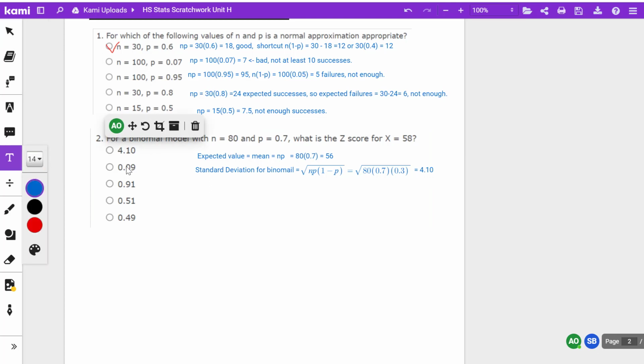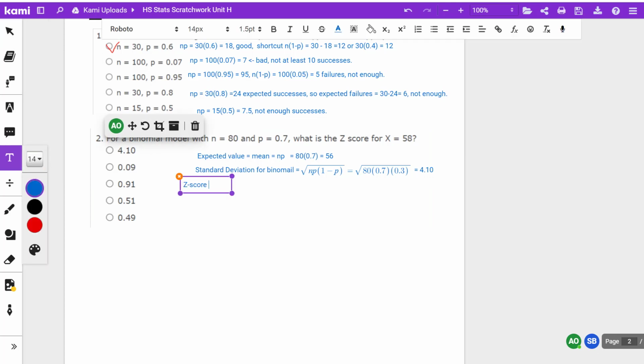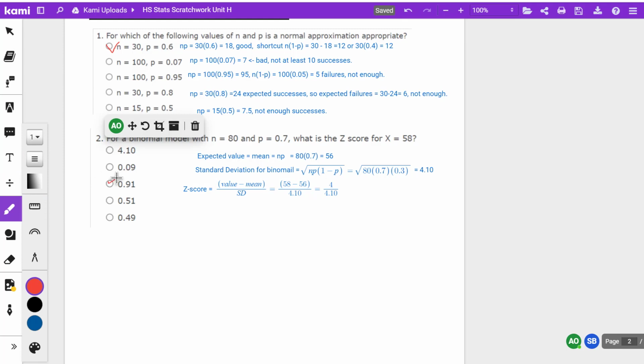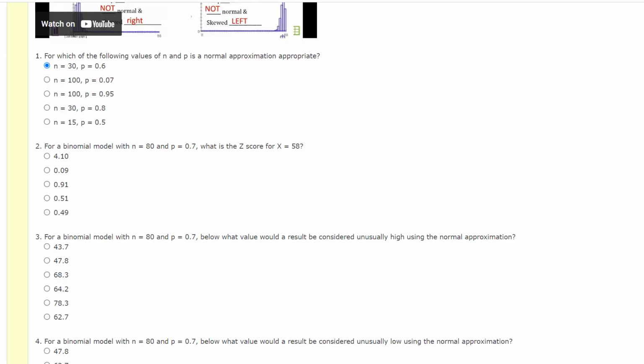And then z-score. Hopefully you remember the formula: it's data point minus mean, divided by SD. So in this case, our value is 58 minus our mean, which is 56, divided by 4.10. So it's 4 divided by 4.10. It's very close to, but not quite, 1. So I can pretty much say it's this one right here. Okay, that's the z-score, so let me go ahead and click that. I guess I'm on the right track because I'm getting some of the right values.